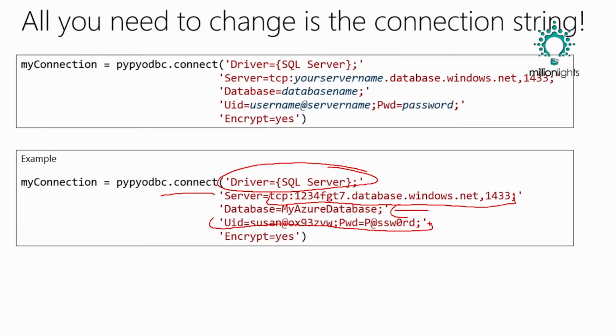Yep. And there is one extra parameter you have to specify when you're connecting to Azure, which is called encrypt equals yes. That is because Azure requires you to use secure sockets, and encrypt equals yes is your way of saying, when I connect to the database, I'm going to use secure sockets. It's a more secure type of connection with more encryption.